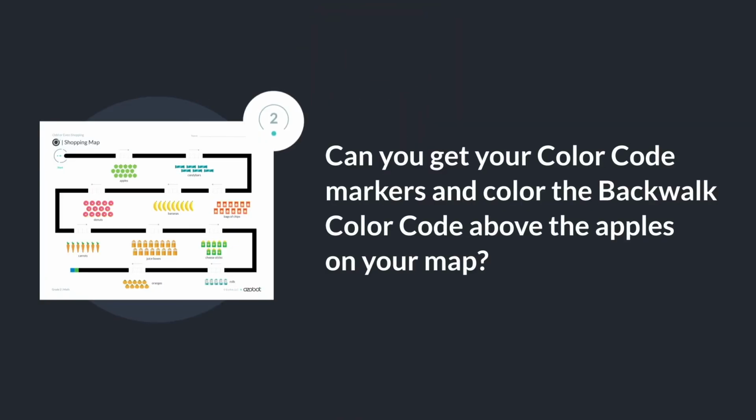Can you get your color code markers and color the back walk color code above the apples on your map?